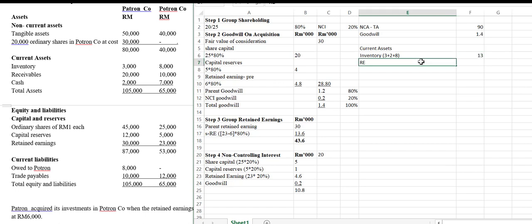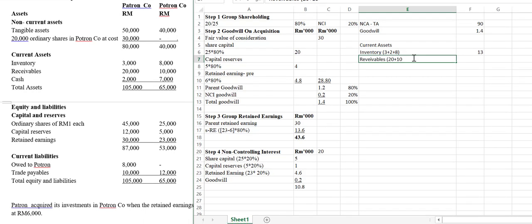Next is receivables. Receivables are also related to this question. Initially it is 20 plus 10 without any adjustment. But just now the question mentions goods in transit, right? They have already been accounted for in the receivables account, so we have to minus it out from our receivables. If you look at here, you have amounts owed to Patron, so they are actually owing you 8,000. So you have to minus out the 8,000. So the total amount that you own is 20.